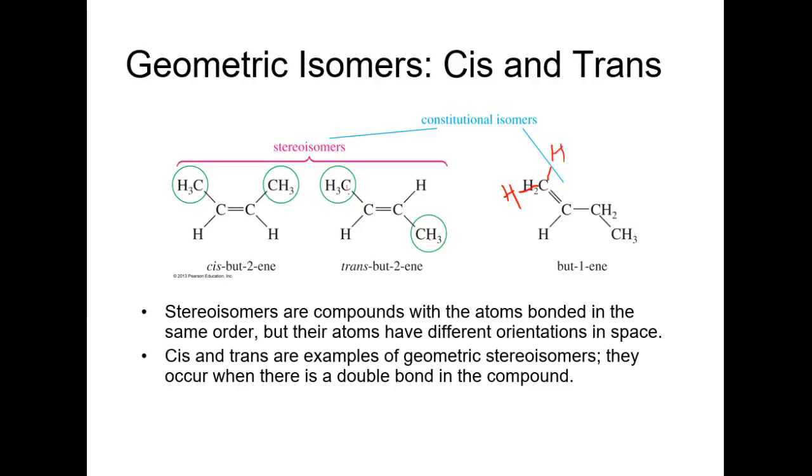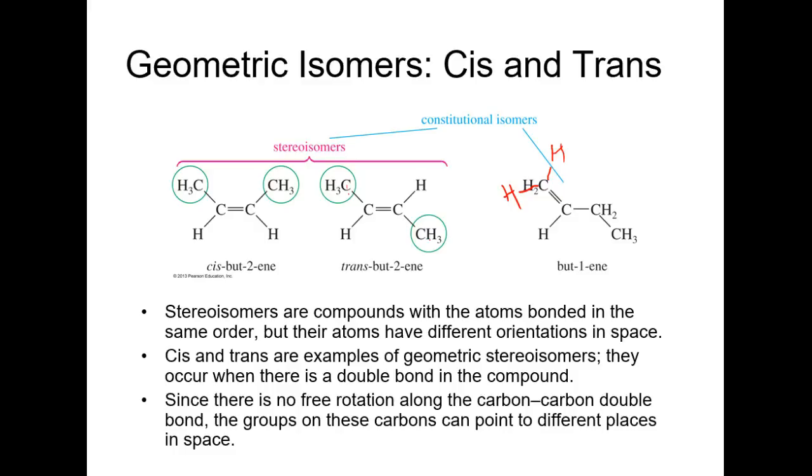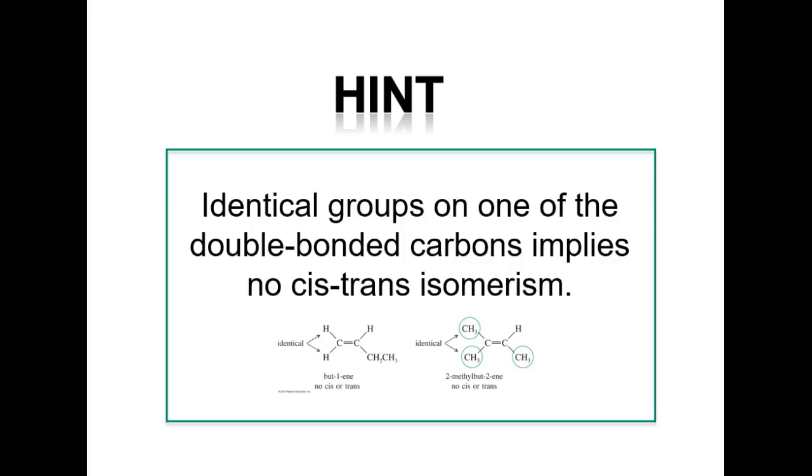They occur when there's a double bond, or if you do not have free rotation. We will see examples where you have a single bond, but it's a cyclical compound, and you don't have free rotation, but you still have cis and trans. Since there's no free rotation along the carbon-carbon double bond, the groups on these carbons can point in different places in space.